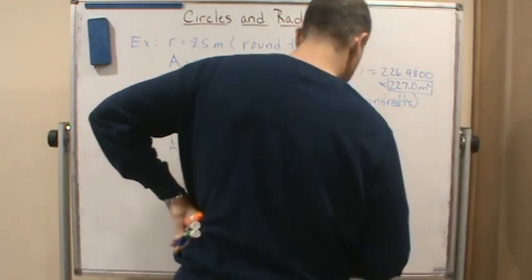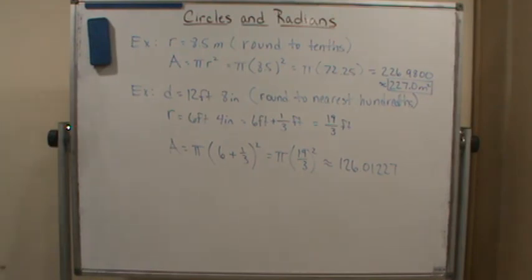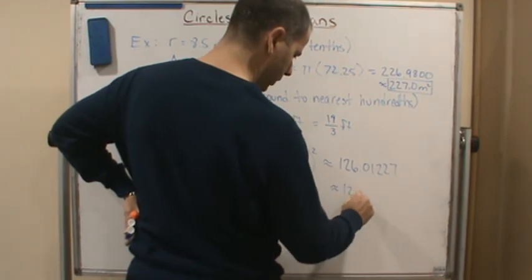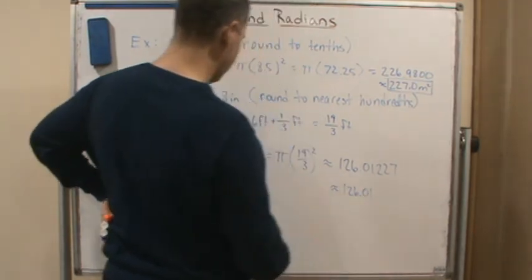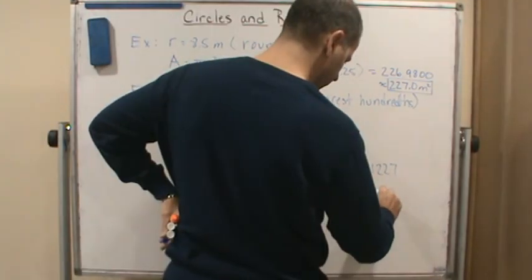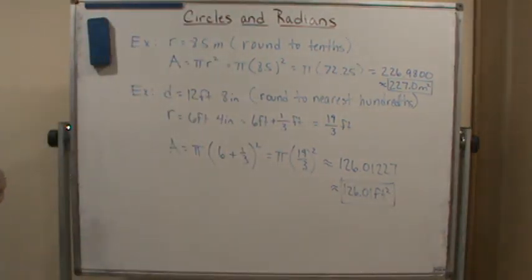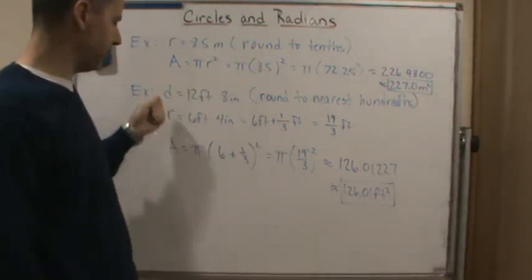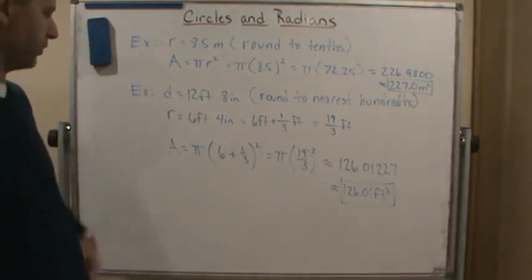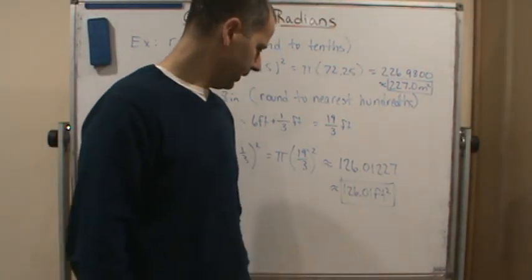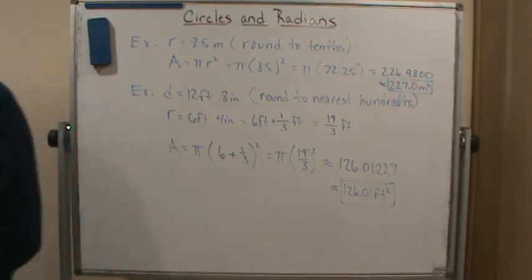Okay, and again we want to round to the nearest hundredth. So in this case, it's going to round to 126.01, and it's in feet, so it's going to be square feet. So that's the area of that given circle. And in that example here, this turned out to be the area of the top of a drum, a cylindrical drum with a circular top. So the area of the top of the tank or drum is 126.01 square feet.